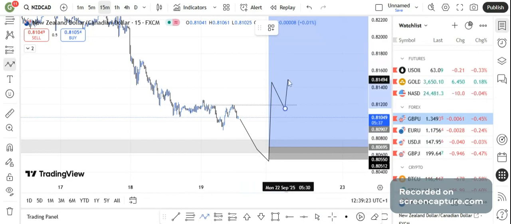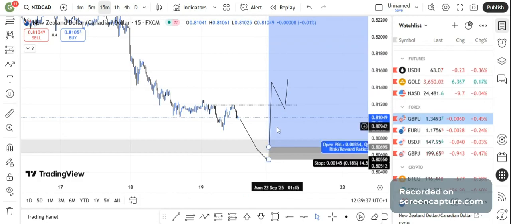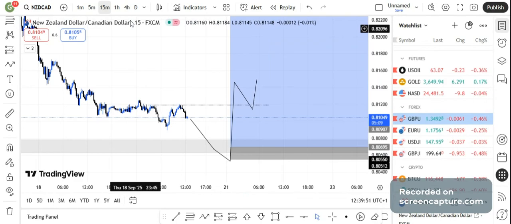Now, the more you wait, the more your risk to reward ratio will get cut short. That is, the lower the time frame is, the better the risk to reward ratio. If you use the 5-minute time frame, you are going to get a good risk to reward ratio, and if you use the 15-minute time frame, you are also going to get a good risk to reward ratio. So that is it about that.